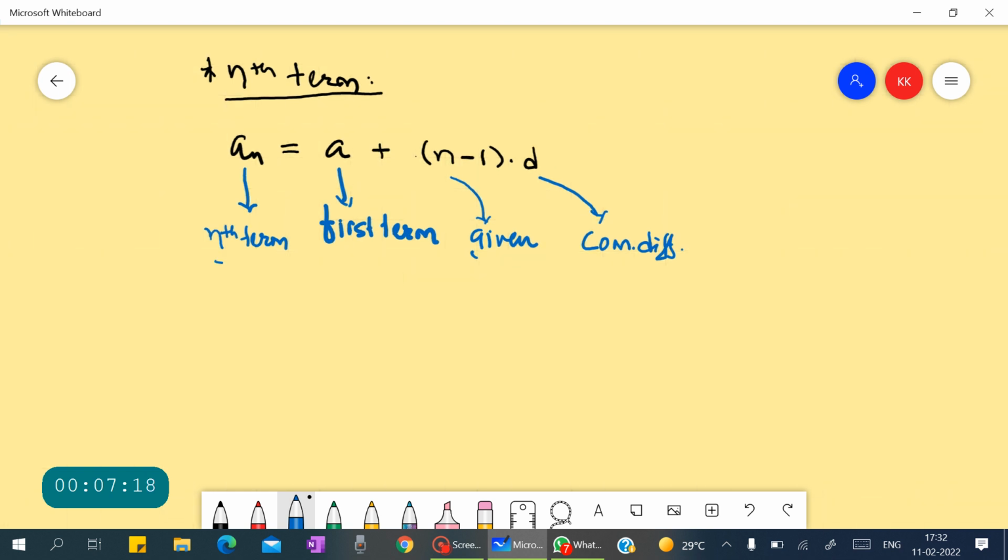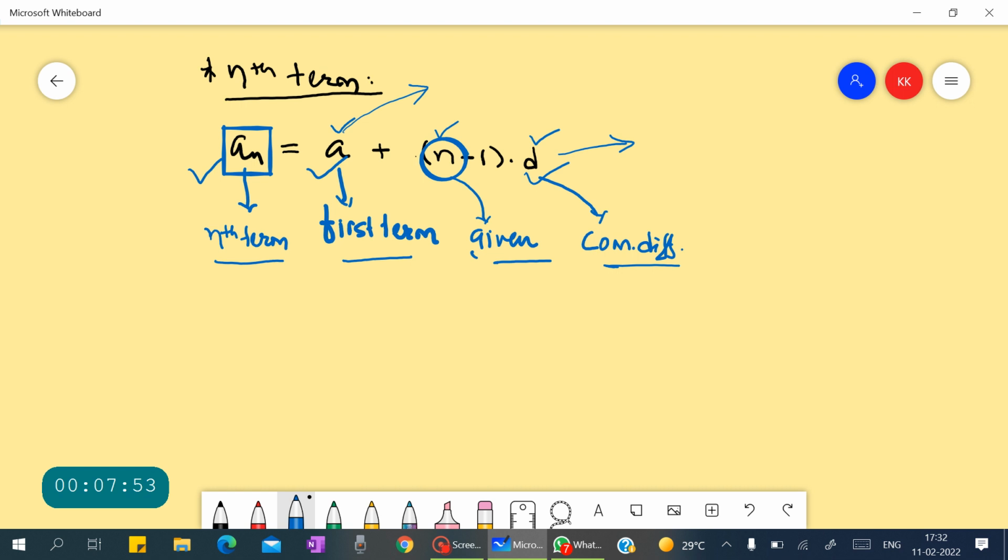Now, out of these four things, my dear students, anyone can be unknown. Suppose A is given, N is given, D is given, but An is to be found. Sometimes it happens that An is given, A is given, D is given, N is to be found. Correct? Similarly, D can be obtained. Similarly, A can be obtained. So you must have the power to twist the formula.